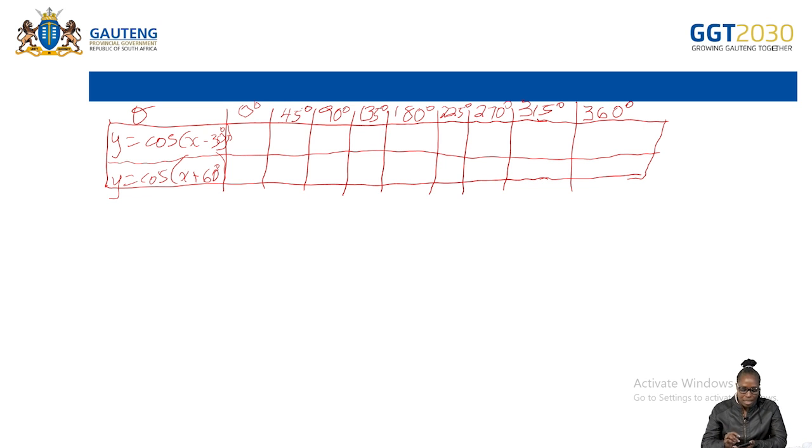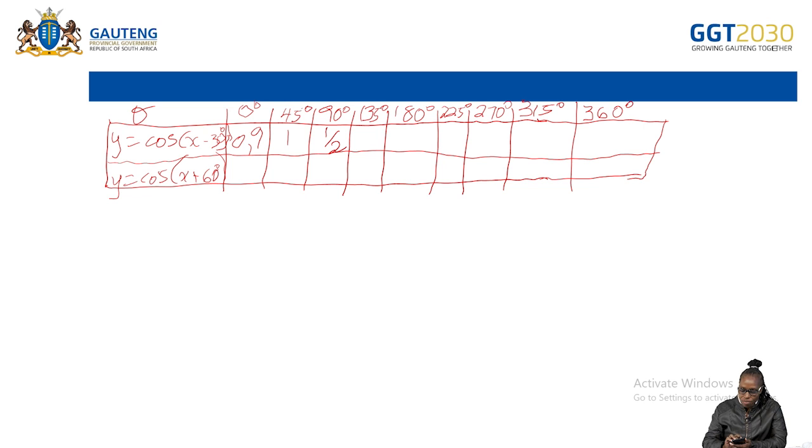When my x is 0 and I add minus 30, what will be the value? The value is going to be 0.87, so I round up to 0.9 for plotting purposes. When my x is 45, I am going to have a value of 1. I round up 0.965 to 1. When my x is 90 and I subtract 30, it gives me a positive half.